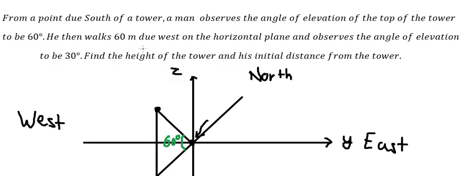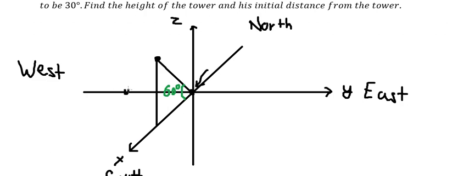Now the next one, the man walks 60 meters due west. That means the man goes to this location on the left, because that's west. So we have a new location. Let's say I select this point here. Now from this man to the top of the tower, we have an angle of about 30 degrees.